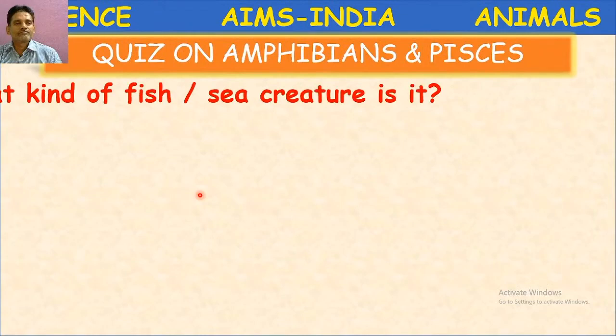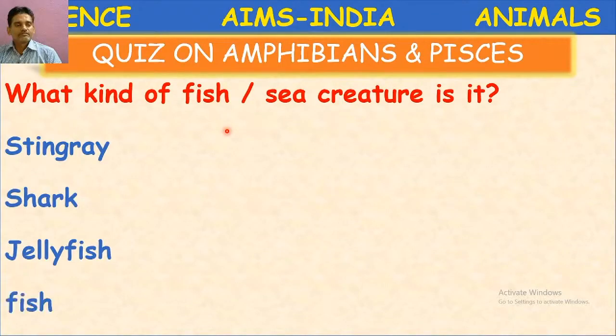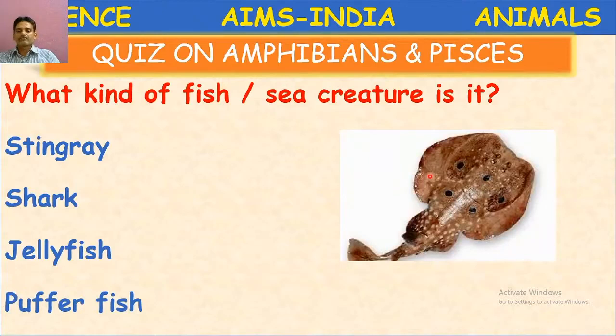What kind of fish? See the creature here. This is the picture. See the picture. Observe the picture. One minute. What is it? Yes, it is an example of a marine fish, a cartilaginous fish. So here, stingray. Stingray is the fish given here. It's not a shark, jellyfish, or pufferfish. It is a stingray. A is the correct answer.